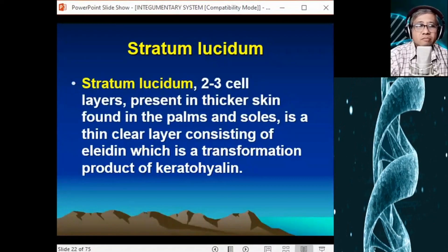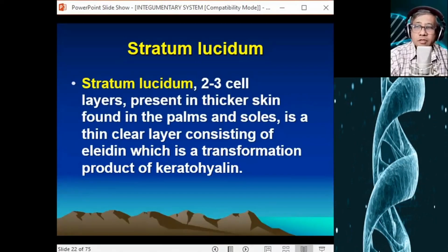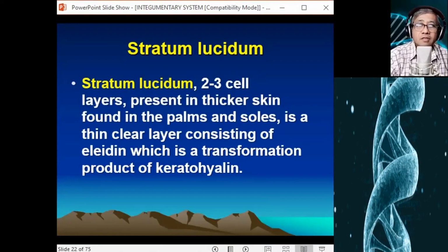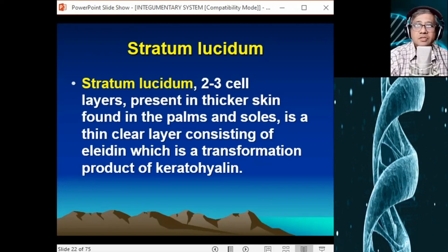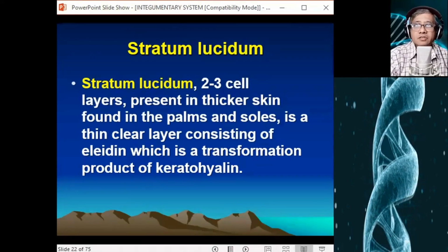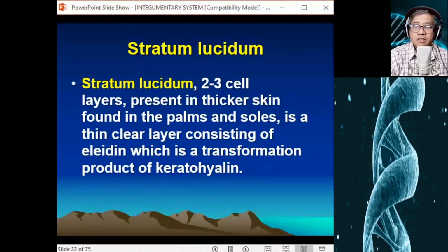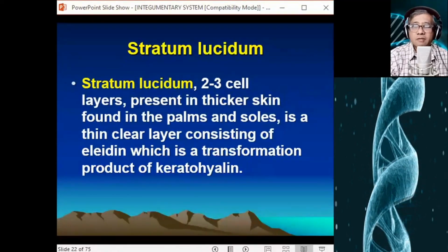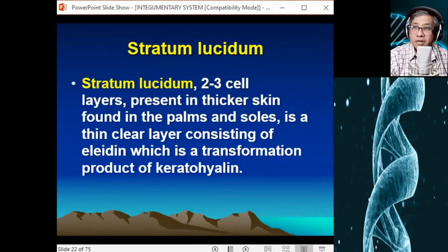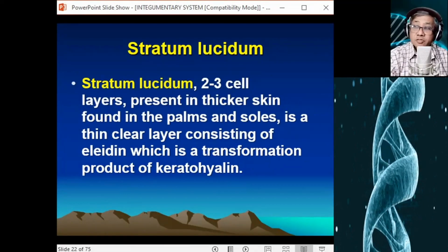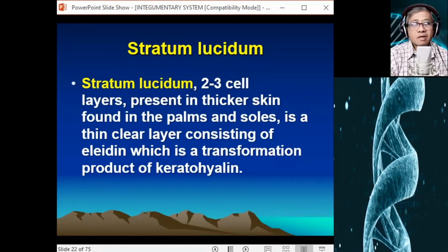Okay, stratum lucidum is about 2 to 3 cell layers in thickness, and stratum lucidum is present only in thick skin, sa mga makakapal yung balat, no? Like for example, in the palms and in the soles of our feet. So this is a thin, clear layer consisting of eleidin, which is a transformation product of keratohyalin. Alright, so ito ay makikita lang sa makakapal na balat, like sa soles and sa palms natin. Pwede rin dito sa daliri, no, pag callus.